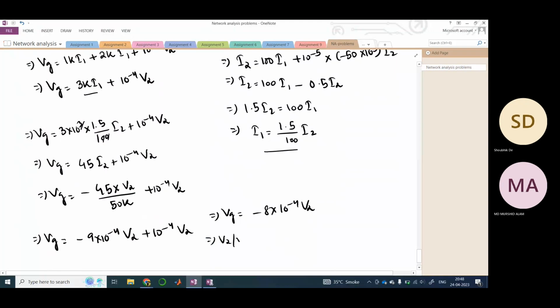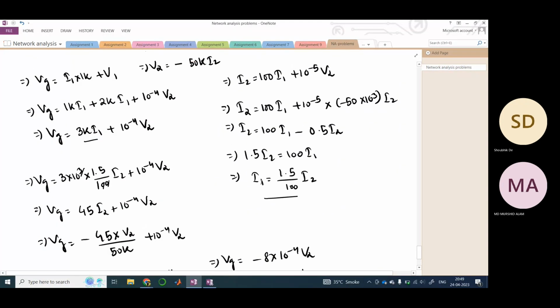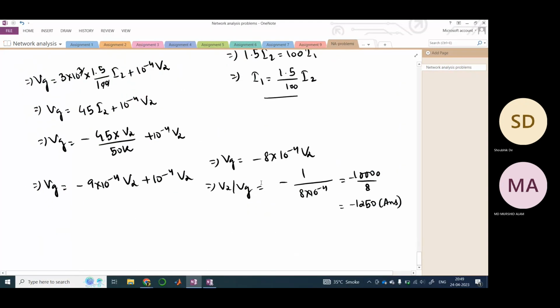So V2 by Vg, which is your gain, would be equal to minus 10 to the power 4, so this is minus 1000, right? So if we do this, this comes out to be minus 1250. This is your answer. I hope you understood what kind of analysis we did in this step, right? I hope you understood that. Yes, sir. So if you do it like this, you'll arrive at the answer.